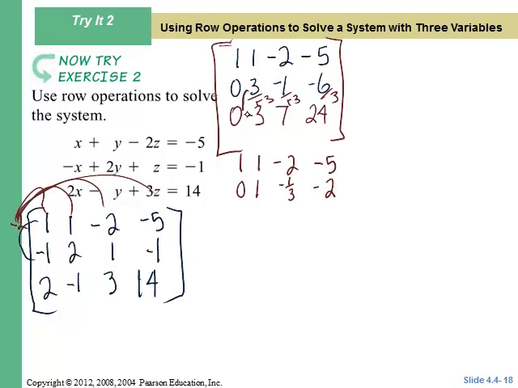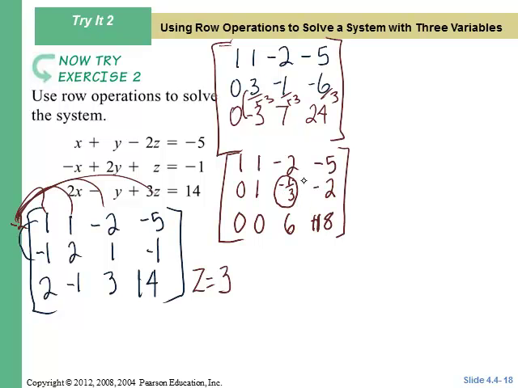Let's add these two rows together and get our bottom row. 0, 0, negative 1 and 7 makes 6. Negative 6 and 24 makes positive 18. So Z is 3. Let's substitute that in here.